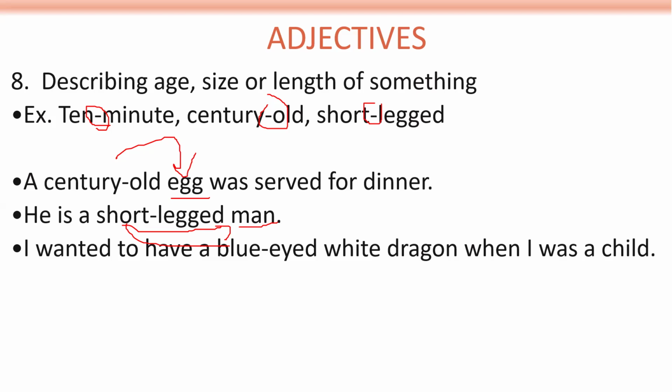Okay. I wanted to have a blue-eyed white dragon when I was a child. So the noun is dragon. What kind of dragon? Blue-eyed white dragon. So in this example, we use two adjectives to describe the dragon. The dragon is white, but it has blue eyes. Okay?